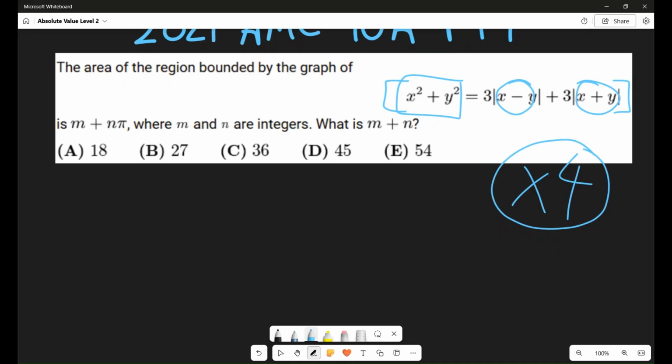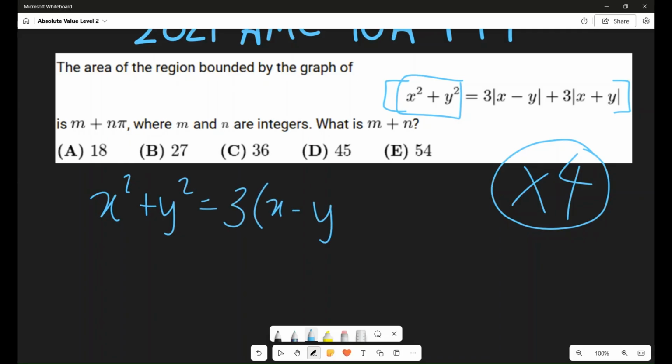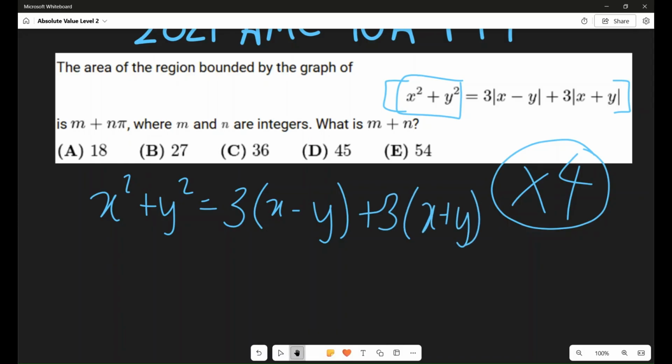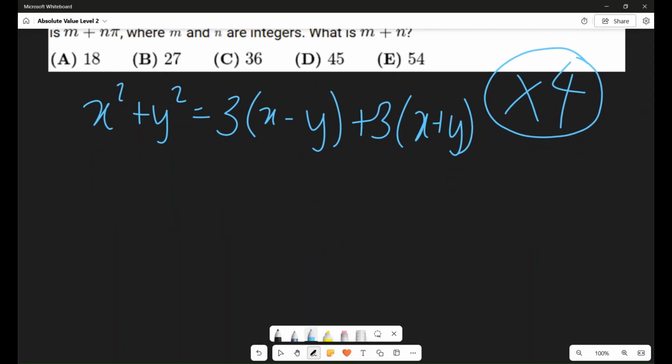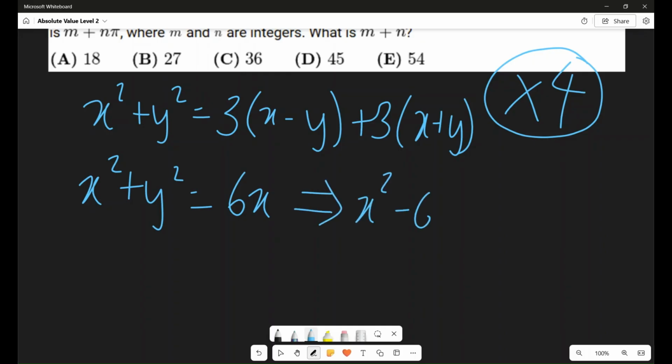And we can take one of our scenarios. So let's say x minus y and x plus y are both positive. And if we have that, we just get the equation x squared plus y squared equals 3 times (x minus y) plus 3 times (x plus y). Now that just simplifies to x squared plus y squared equals 6x. Moving everything to one side, we get x squared minus 6x plus y squared equals 0.